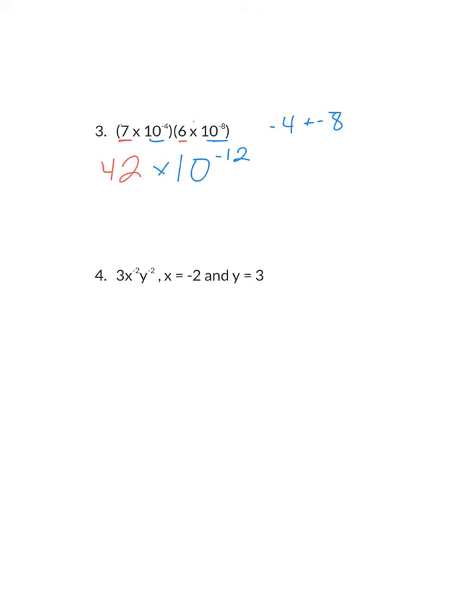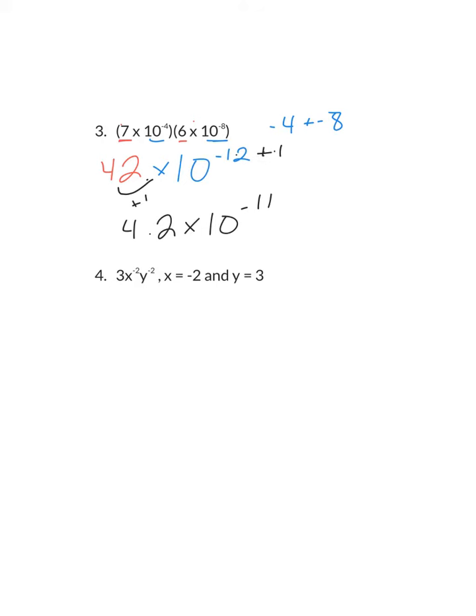So that's my exponent. If I want to go one step further and write this in scientific notation, I have to remember that my decimal is right here, so I have to move it over one spot. When I move it over one spot, that means I'm going to have to add 1 to my exponent. So it's now 4.2 times 10 to the negative 12 plus 1, which is negative 11.